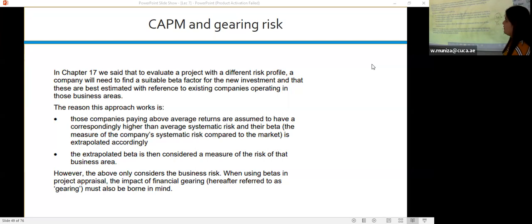Now, in chapter 17, we said that to evaluate a project with a different risk profile, a company will need to find a suitable beta factor for the new investment. So if we have to invest in the new investment, then the beta factor of that particular company must be there according to its business risk. And these are the best estimates with reference to the existing companies operating in those business areas. The reason this approach works is those companies paying above average returns are assumed to have correspondingly higher than average systematic risk, and their beta is extrapolated accordingly. The extrapolated beta is then considered a measure of the risk of that business area. However, the above only considers the business risk. When using betas in the project appraisal, the impact of the financial gearing must also be borne in mind. So this beta is more concerned with the operational gearing. This is related to the business risk, but it has to be related to the financial gearing as well.